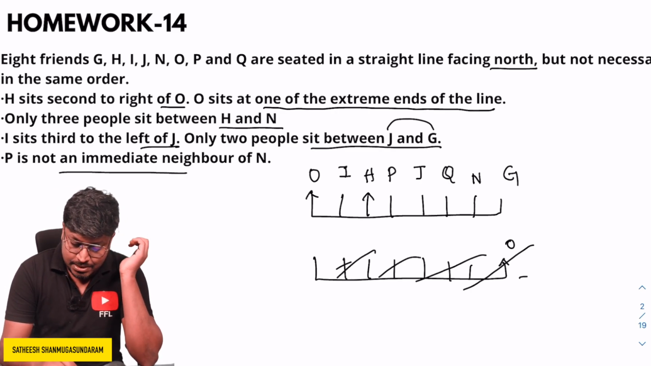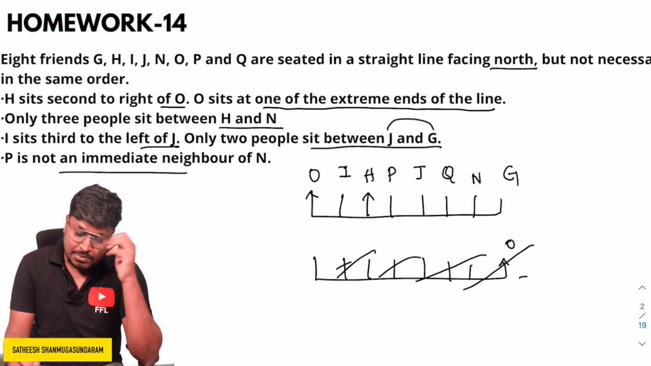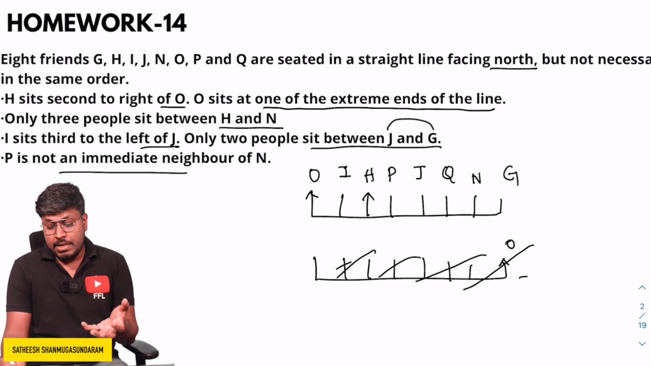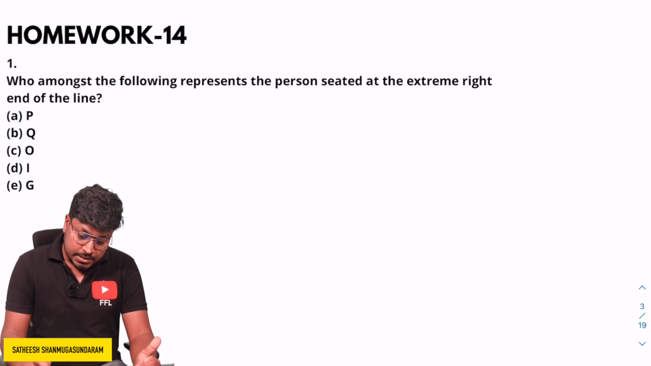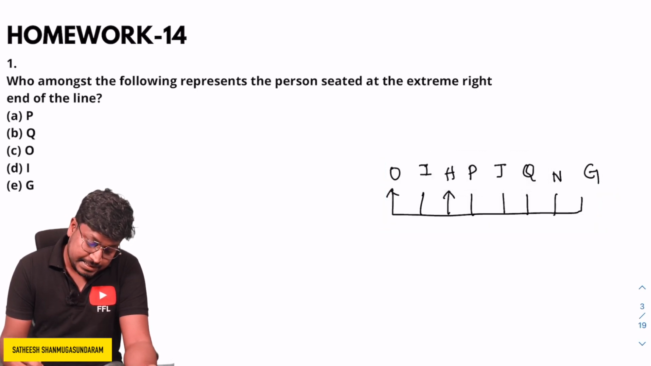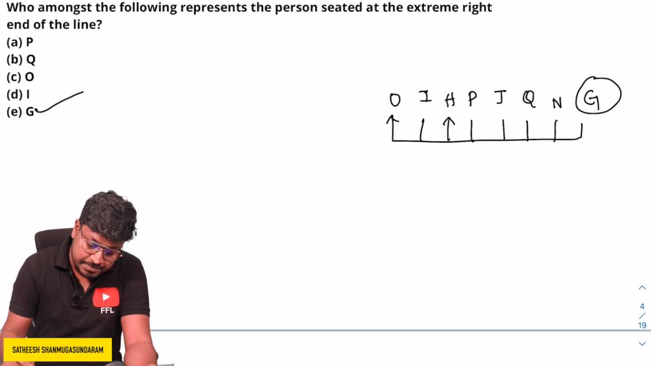It's very easy. You don't need to spend much time to solve this question. Just 1.5 minutes or 1 minute is enough to solve. In most of the prelims exams, you can see questions like this, right? So first question, who among the following represents the person seated at the extreme right? Extreme right, who is sitting here? G is sitting. So the answer will be G.